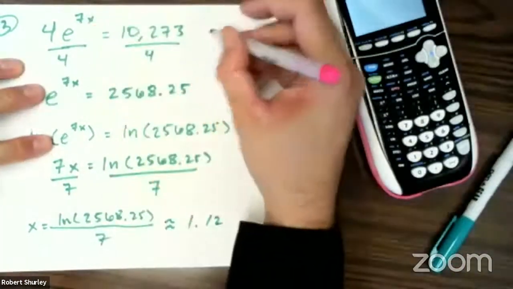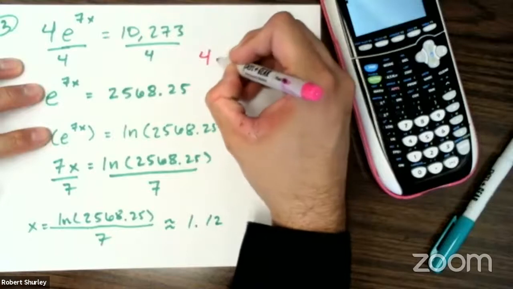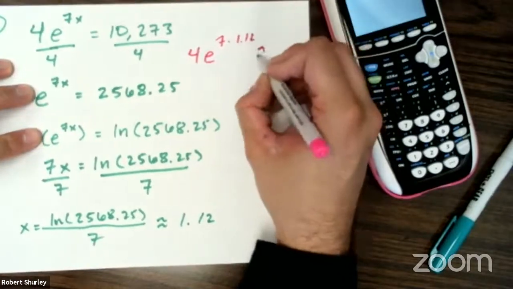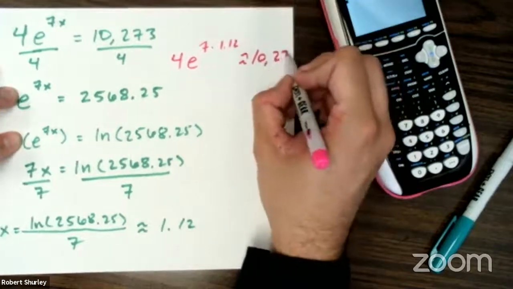Okay, 1.12. And now I'm going to check it because this one won't be too bad to check. So I'm going to go back to the original equation and I'm going to just put in the calculator 4e to the 7 times 1.12. I want to see if it's close to 10,273.